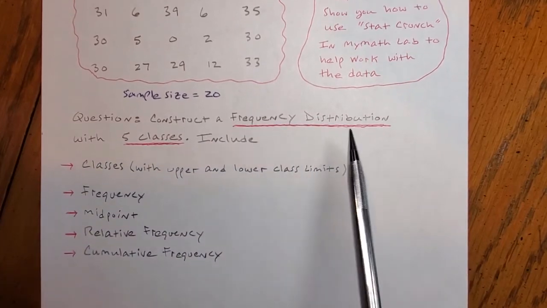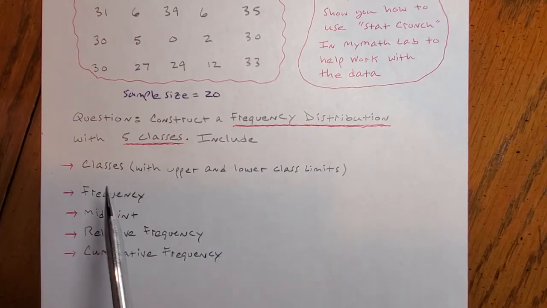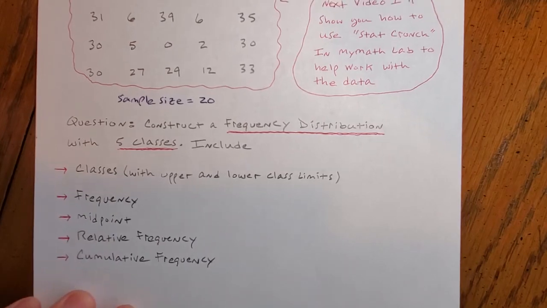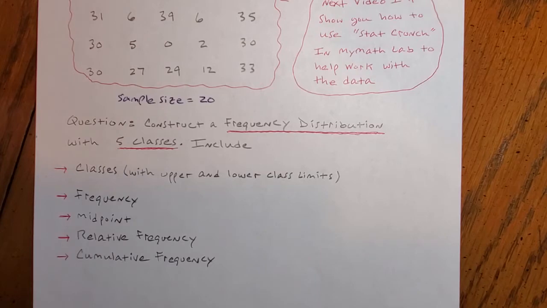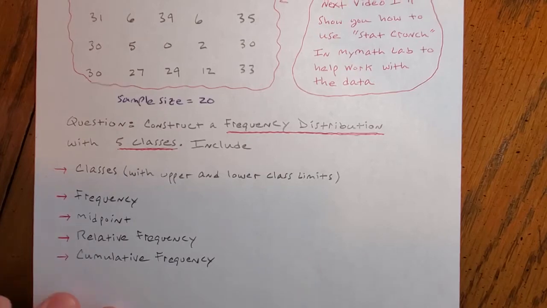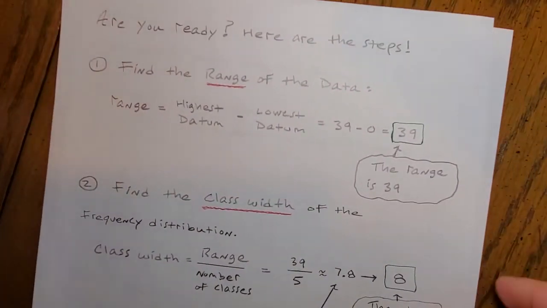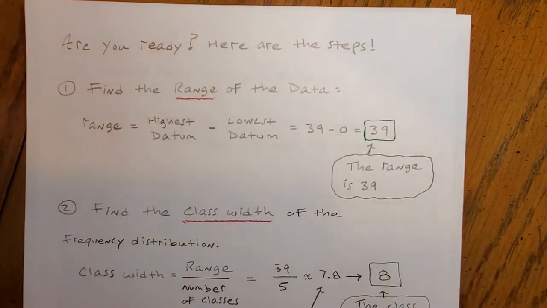Now, in my frequency distribution, I want to include the classes, the frequency, the midpoint, the relative frequency, and the cumulative frequency. And by way of doing that, I'll show you what all those things are, okay? All right, now we have to find and calculate some numbers in order to do that, all right?